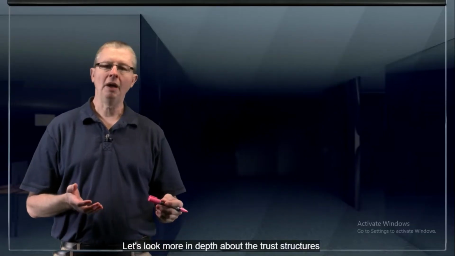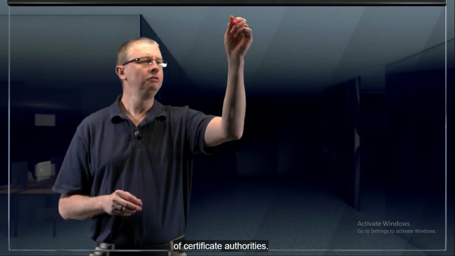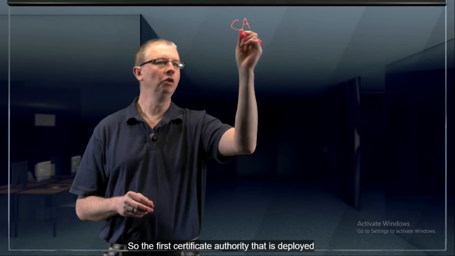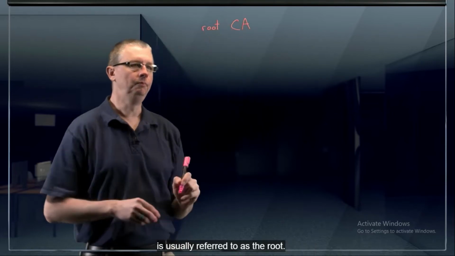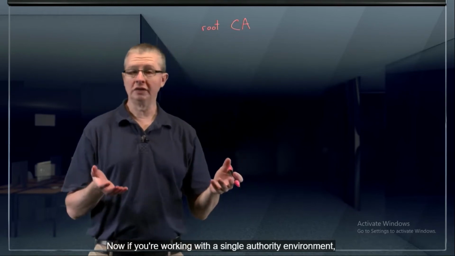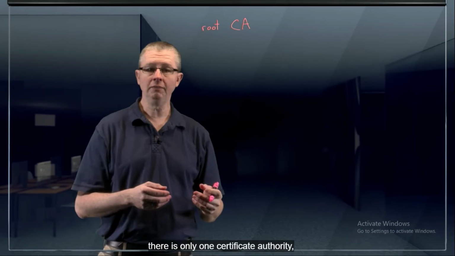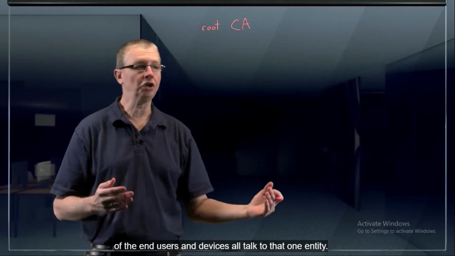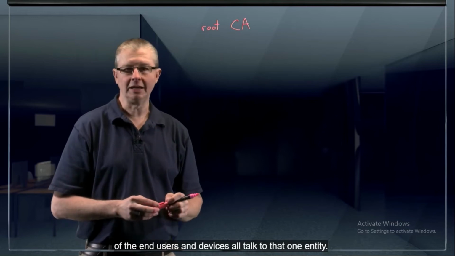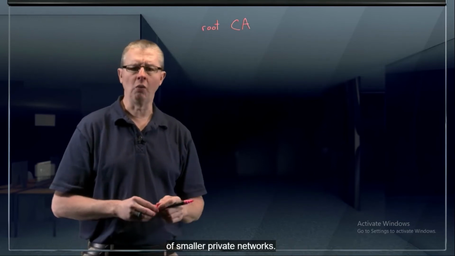Let's look more in depth at the trust structures of certificate authorities. So the first certificate authority that is deployed is usually referred to as the root. Now, if you're working with a single authority environment, there is only one certificate authority, therefore it is the root, and all of the end users and devices talk directly to that one entity. This is sometimes the deployment structure of smaller private networks.